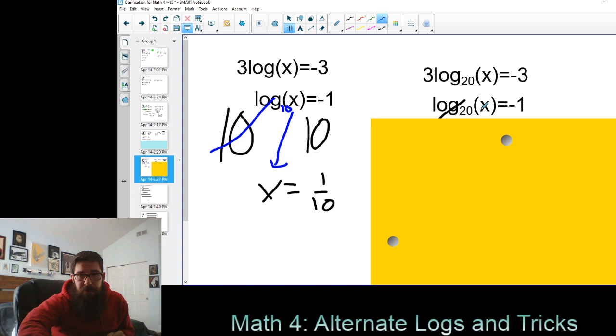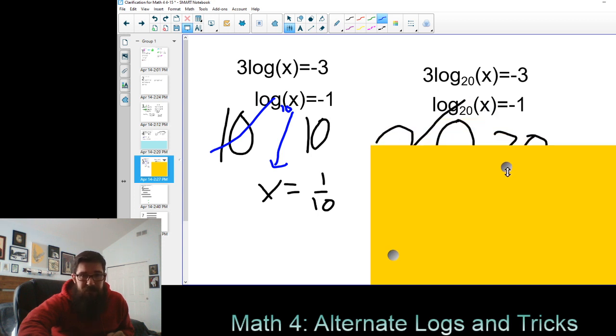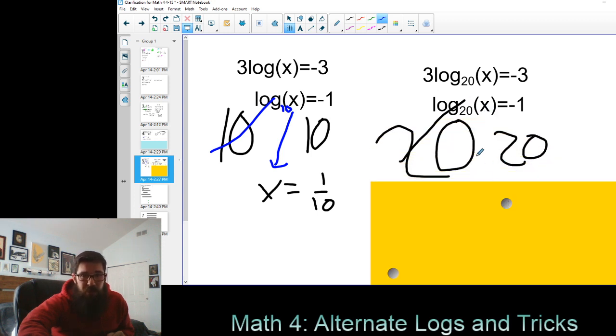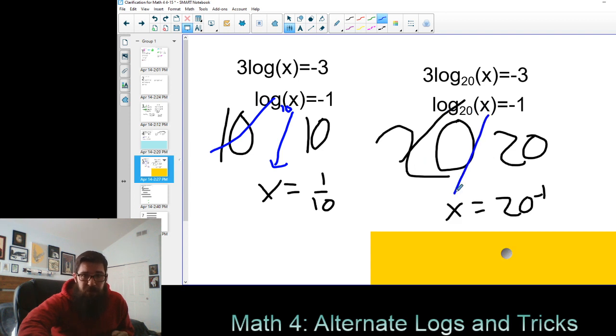Then what am I going to do to undo a base 20? Exponentiate both sides with base 20. So this is 20 to the log base 20 of x. I'm going to pop on down. And then I have 20 to the negative 1, which is 1 over 20. I didn't end up writing it in there.